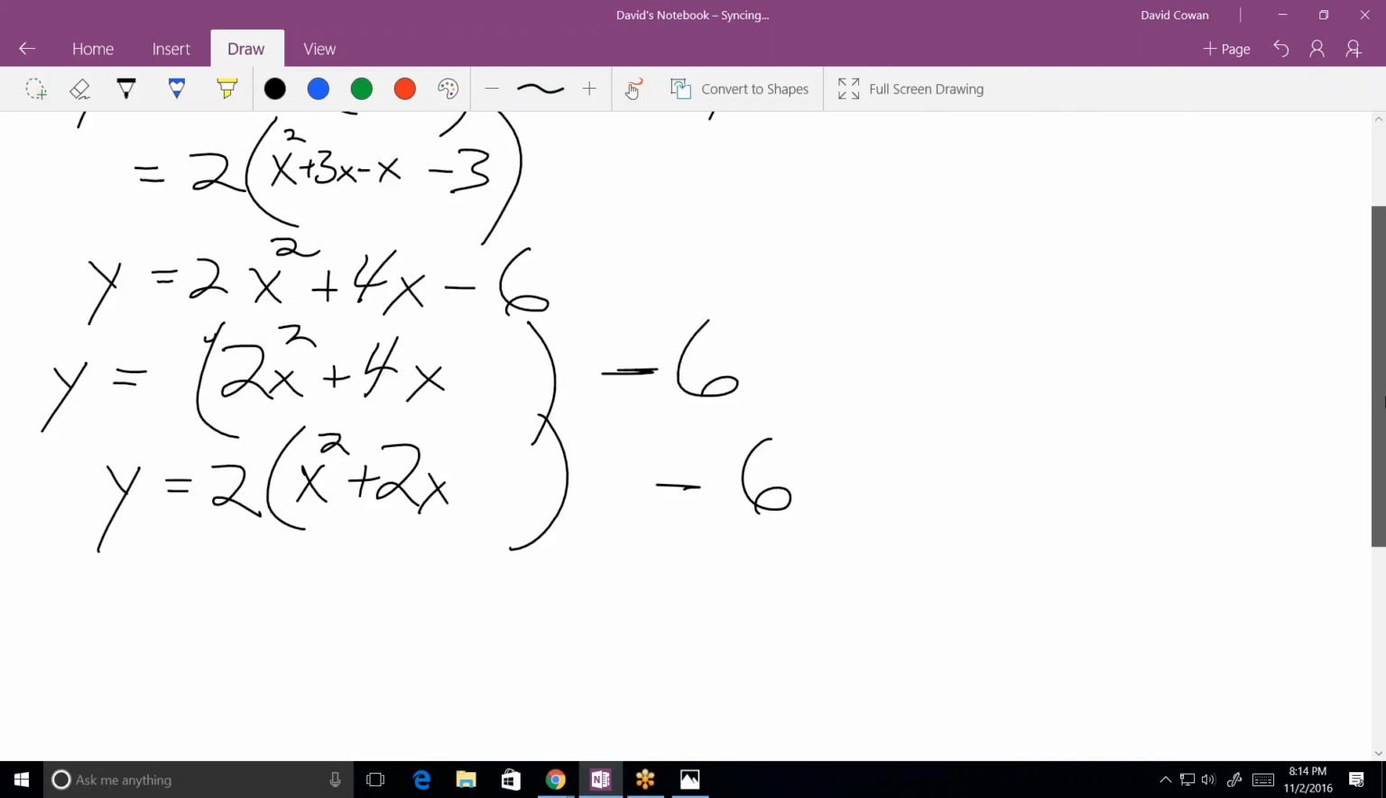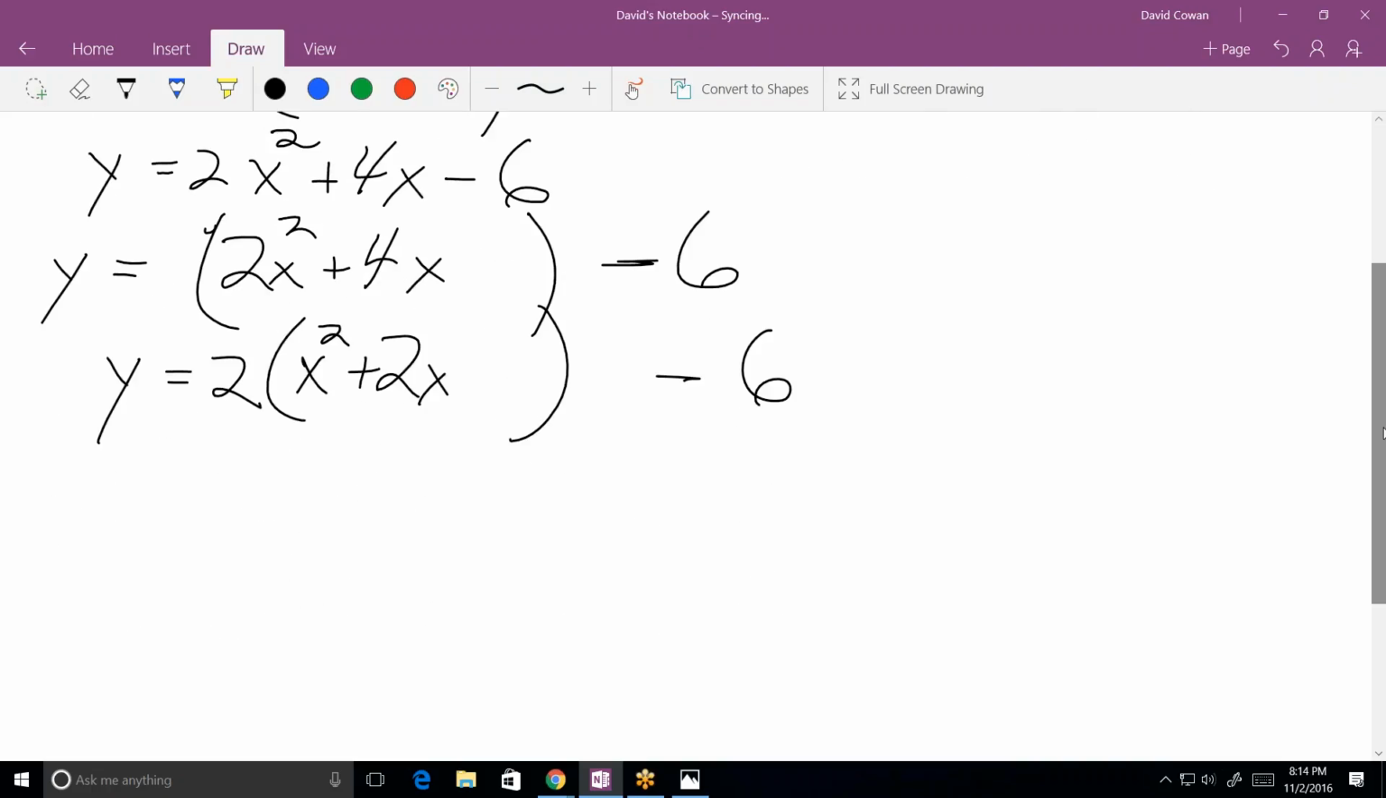So you would take half of 2x, or just 2, which is 1, and square that, which is just 1, so it'd be plus 1. Now, how much did I just add to the right side of the equation? On the right side, you'd have to subtract 1. How much did I add when I wrote 1 in there?